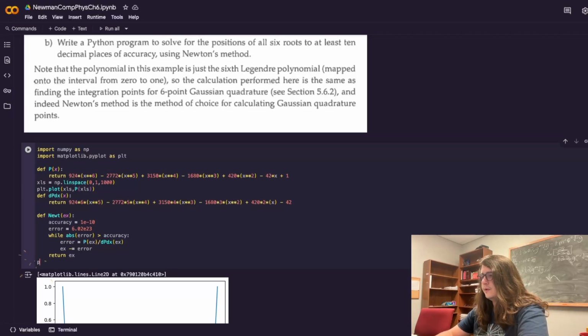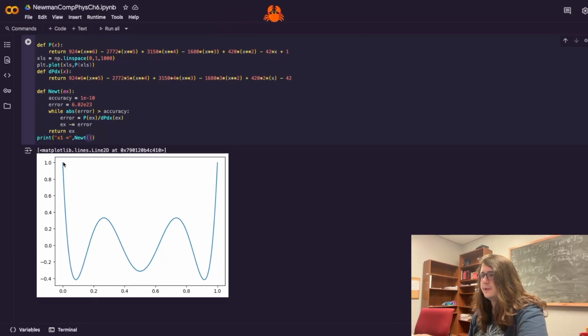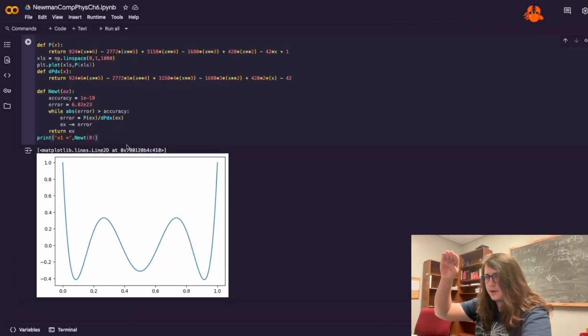So now let's create a bunch of print lines where it's actually going to print all of the roots. I'm going to call it x1 equals newt, and then we put in your guess for what the root is going to be. For the first one, I'm just going to plug in 0 because I don't think that there are any roots in the negative x domain. It's just going to be coming down from 0.